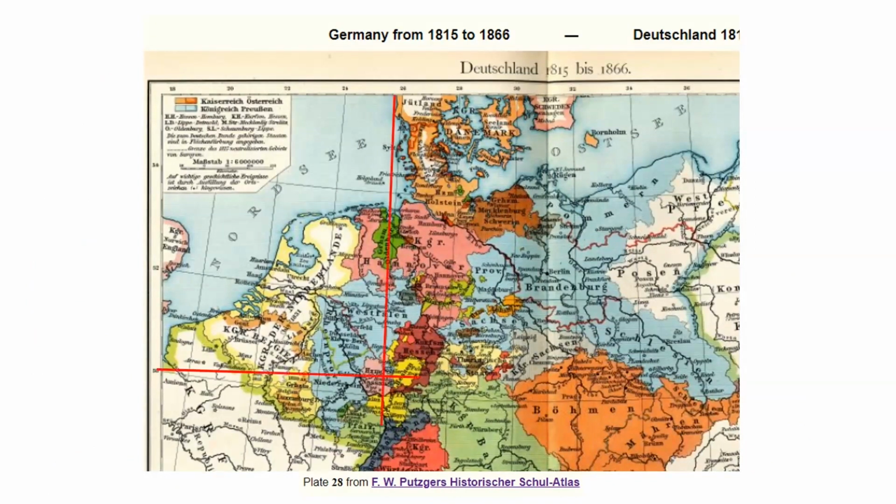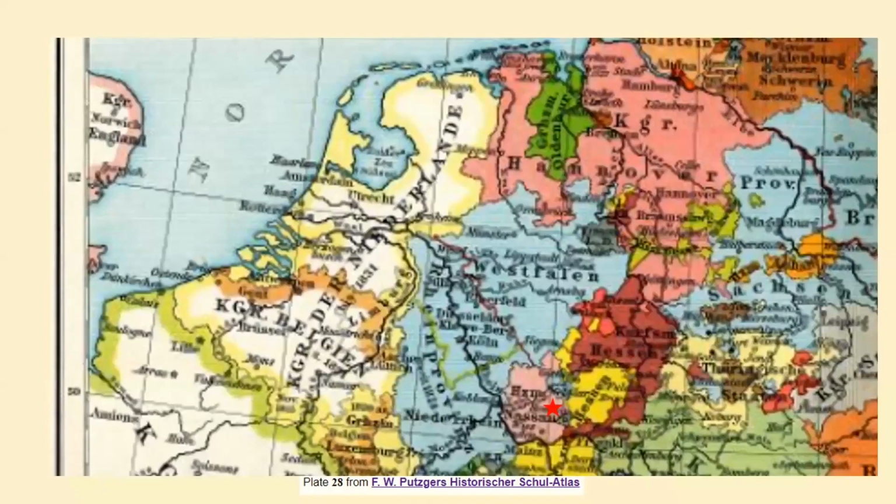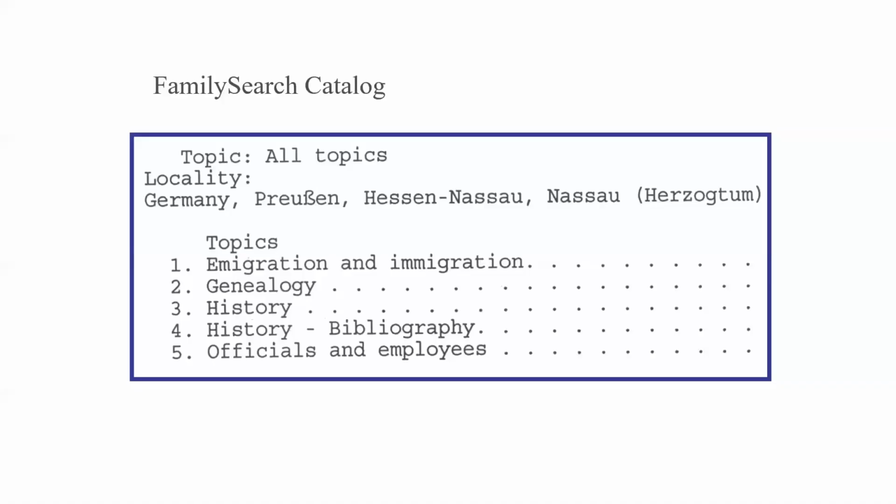This map plate, number 28 from Putzger's Historical School Atlas, shows Germany from 1815 to 1866. The place where the red lines for the latitude and longitude cross pinpoints where the town of Weilburg is. The red star shows that at this time Weilburg belonged to the Herzogtum or Duchy of Nassau. If we looked at the FamilySearch Library catalog under Nassau Herzogtum, the Duchy of Nassau, we would see the following records and resources that would pertain to Weilburg during this time period.